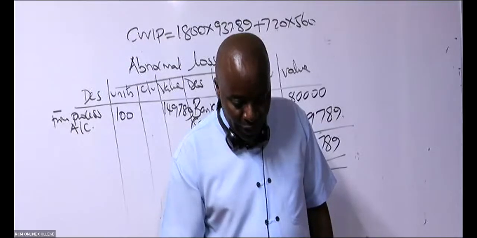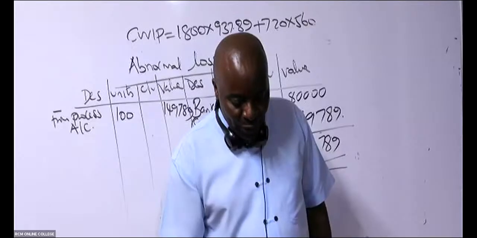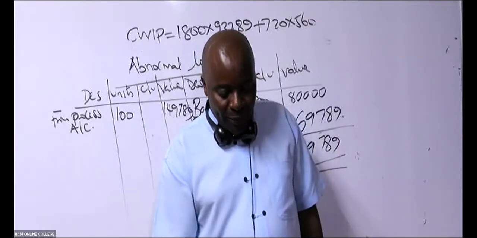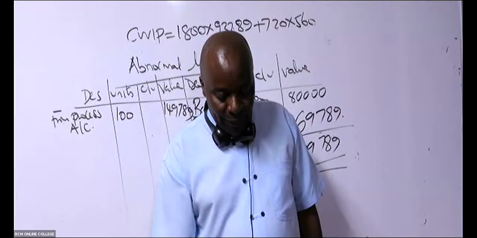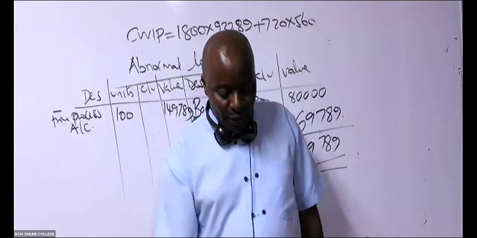Let me just show you where 800 is coming from. It is a scrap value per unit. It is the scrap value per unit, which was given in the question.